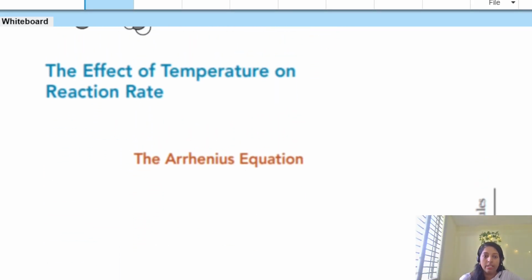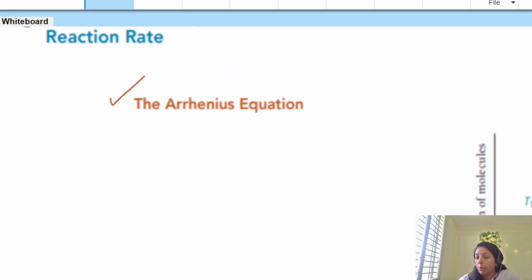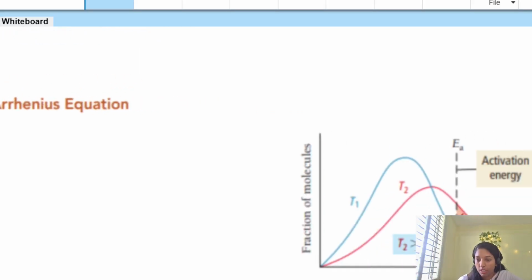Okay, that's it. Then the next topic is the effect of temperature. As you know, for both endothermic and exothermic reactions, temperature always increases the rate of reaction. They operate like this: a greater percentage, or a greater number, of molecules have an energy greater than activation energy. That's how they operate.